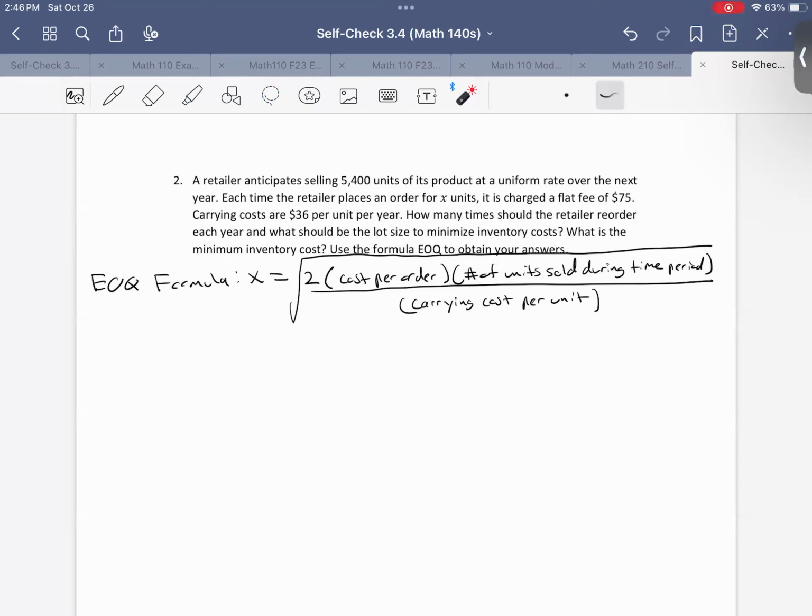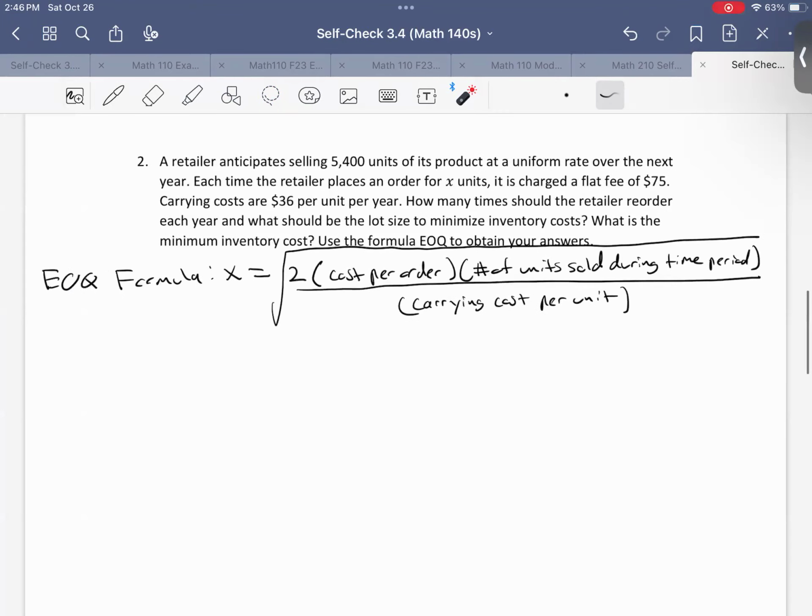So let's go ahead and read through the question here. A retailer anticipates selling 5,400 units of its product at a uniform rate over the next year. Each time the retailer places an order for X units, it is charged a flat fee of $75. And carrying costs are $36 per unit. So we have a couple questions here.